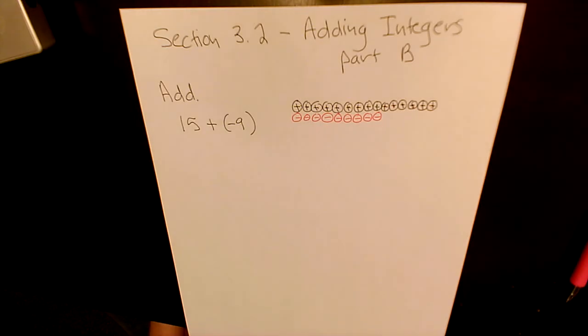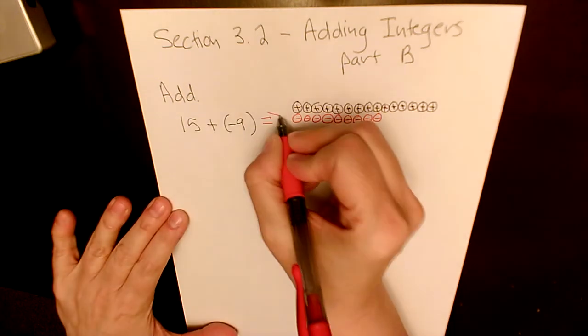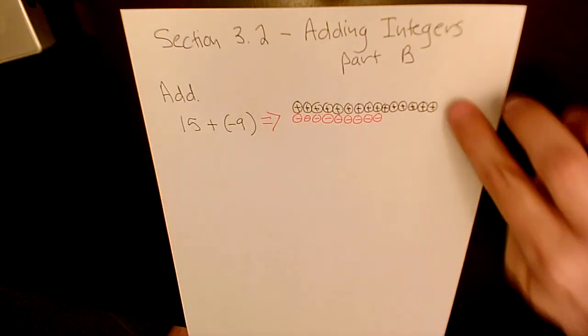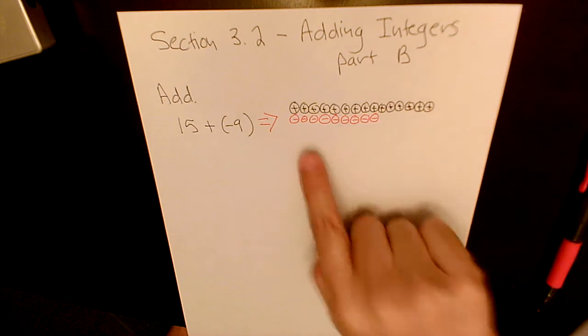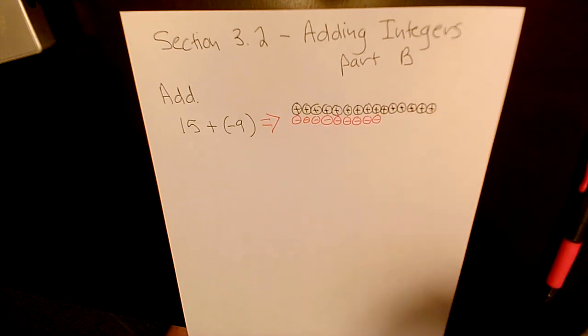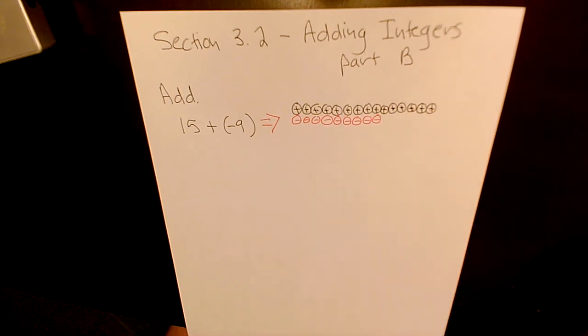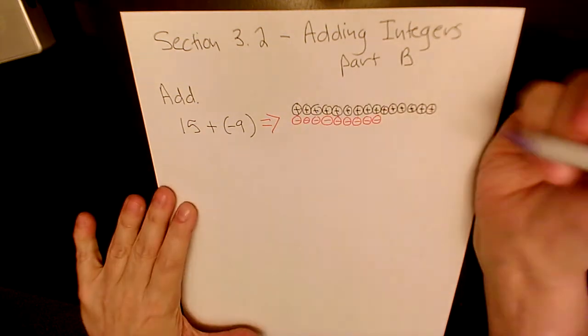Okay, this is section 3.2, the second half of adding integers, and I wanted to do a couple more of these. So we learned from the last video that if they're both positive, just add them. It's regular addition. If you have a positive and a negative, you can draw them out like I did here. This is 15 positives and 9 negatives underneath. And what did we say when we have a positive and a negative together? It just cancels out to 0.